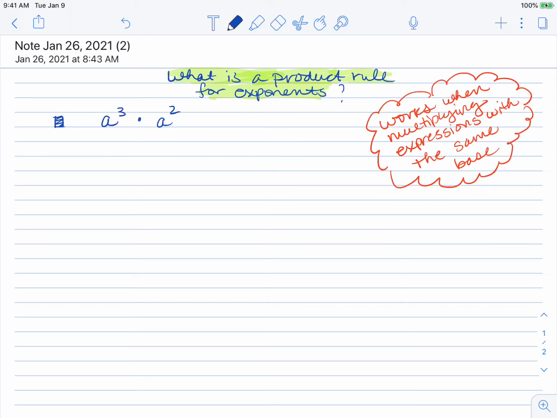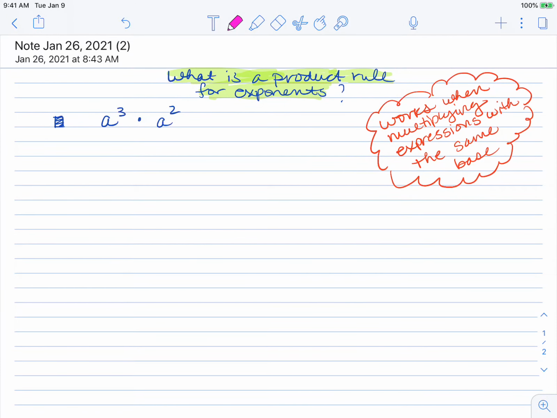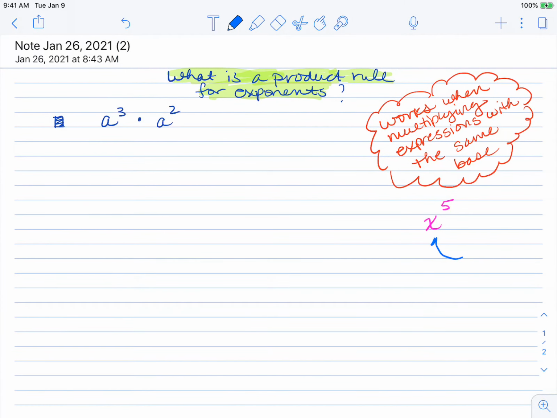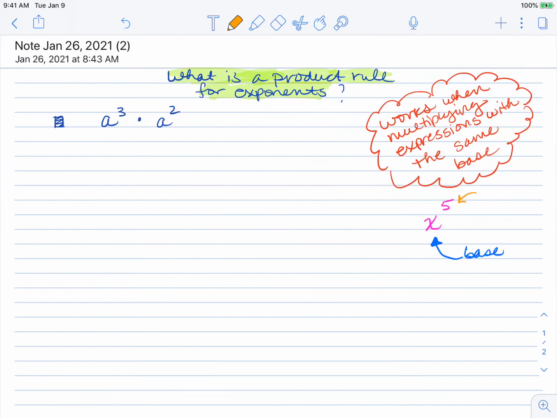Okay, so we're going to talk about the product rule for exponents. And this product rule is only good when you have expressions that have the same base. So I'm going to go back and talk about what that is again. If I have something like x to the fifth, this guy right here is my base. And this guy right here is my exponent.